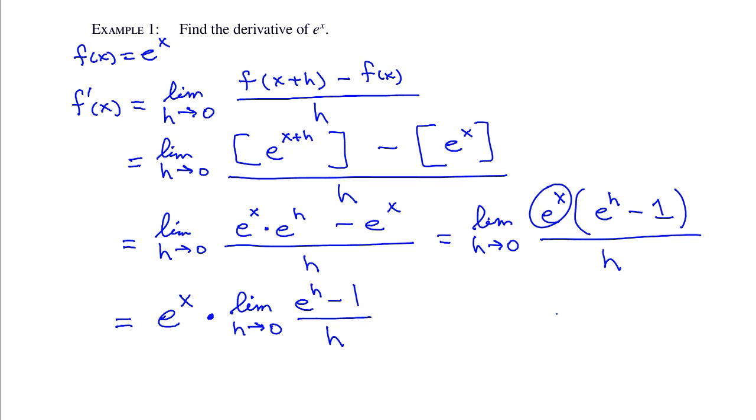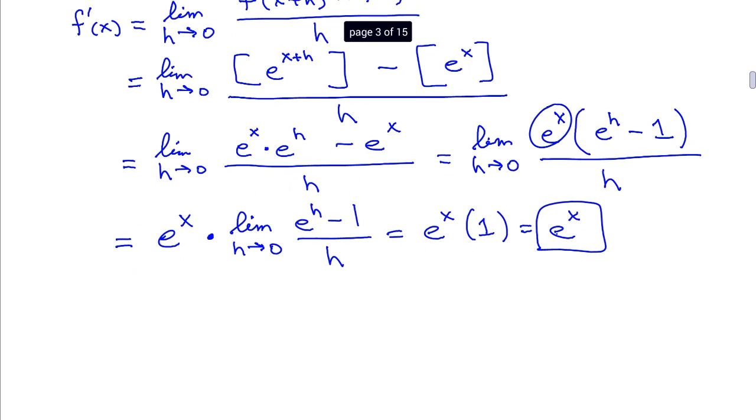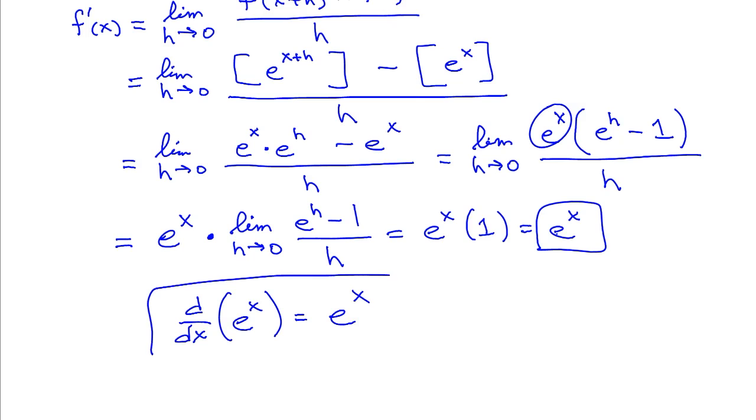And then, lastly, the limit from above with the table. What was the limit as h goes to 0 of e to the h minus 1 over h? That was 1. And so this is e to the x. This is fantastic stuff right here. What that tells us is that the derivative of e to the x is e to the x. It's the same one. It doesn't change.